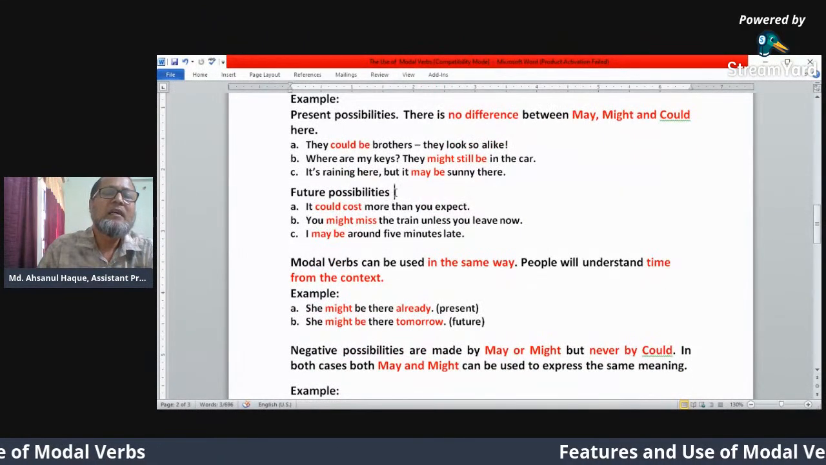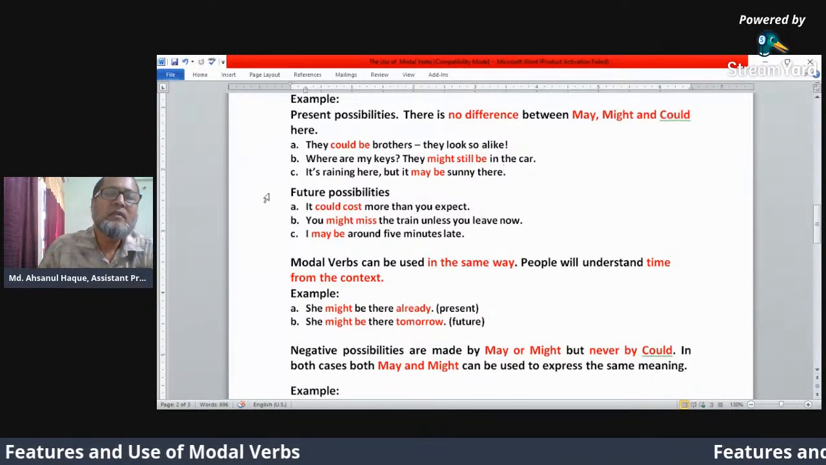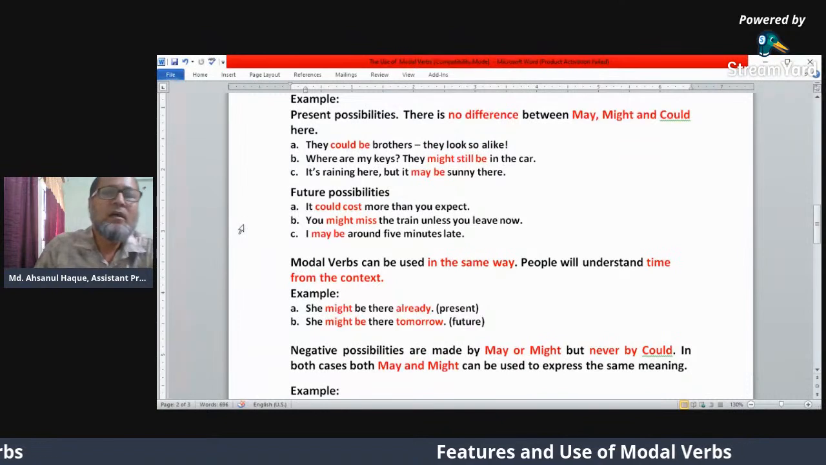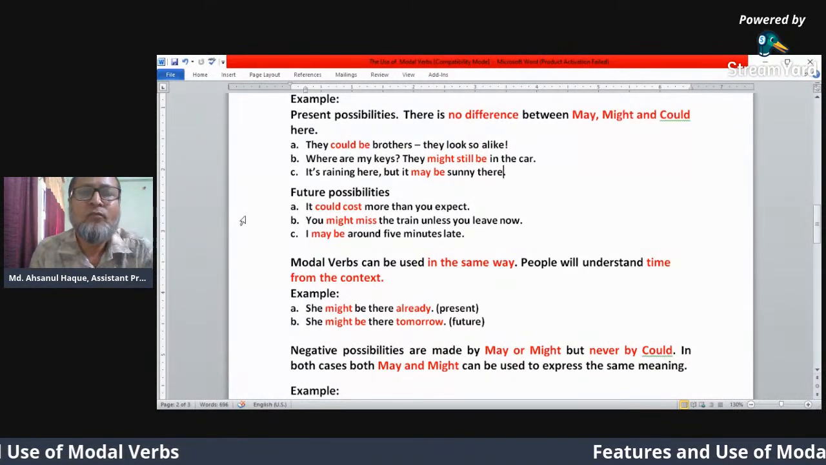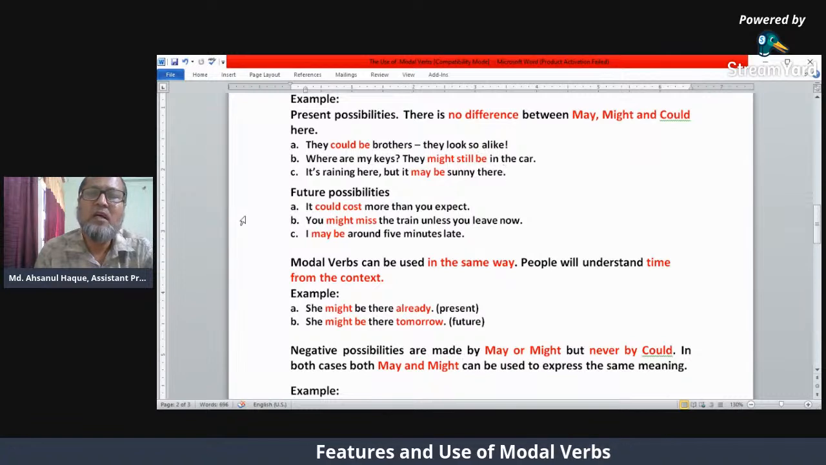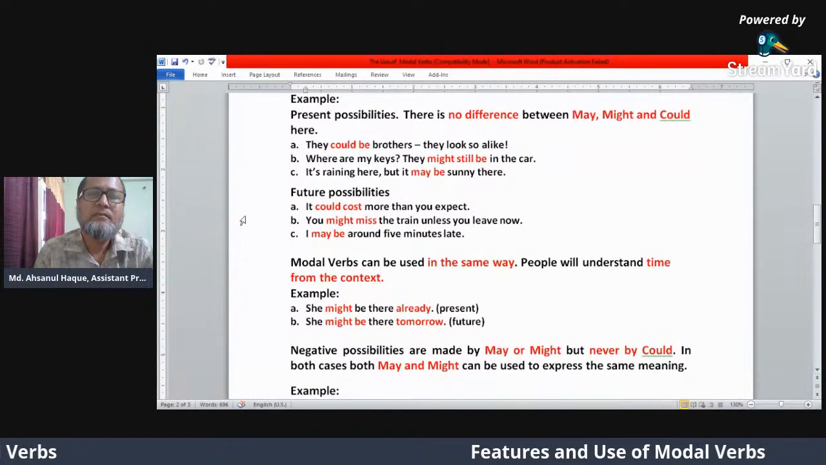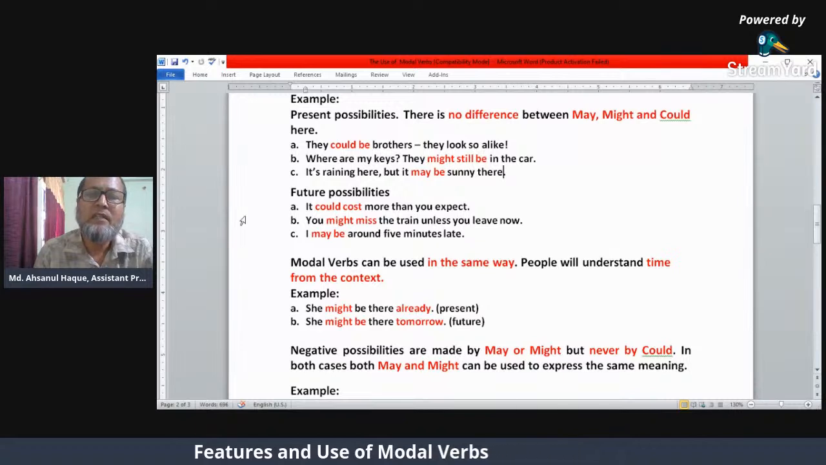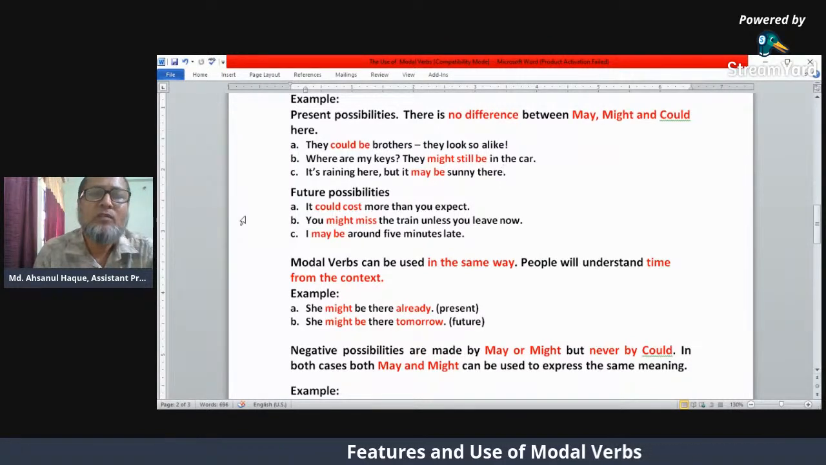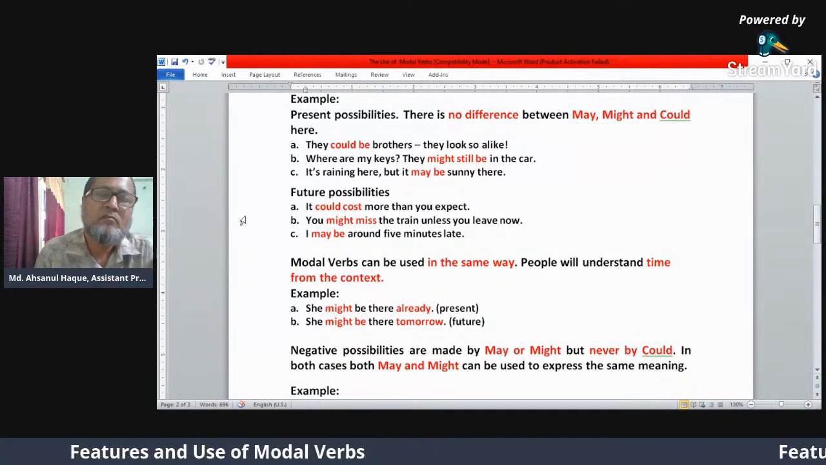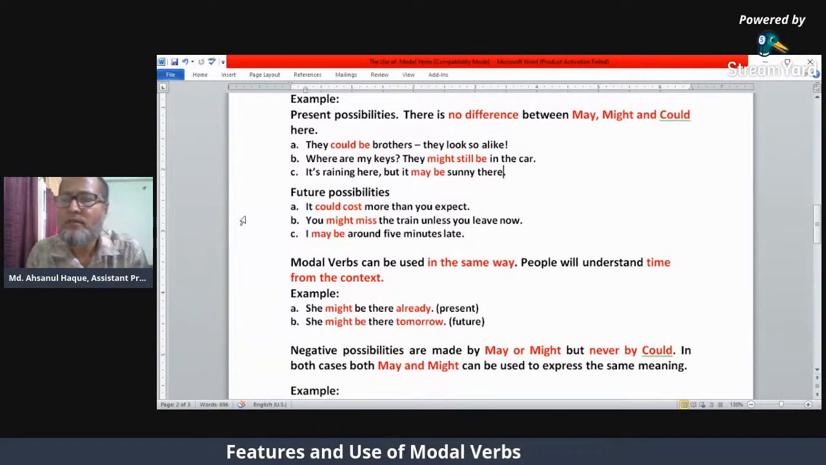Future possibilities, you see. By this time, we have discussed present possibilities. Now we are going to future possibilities. It could cost more than you expect. That means the cost is more than expectation. So it could cost more than you expect. You might miss the train unless you leave now. I may be around 5 minutes late. And also you can exchange, you can use all the modals. That means it could cost, it might cost, it may cost. No problem.